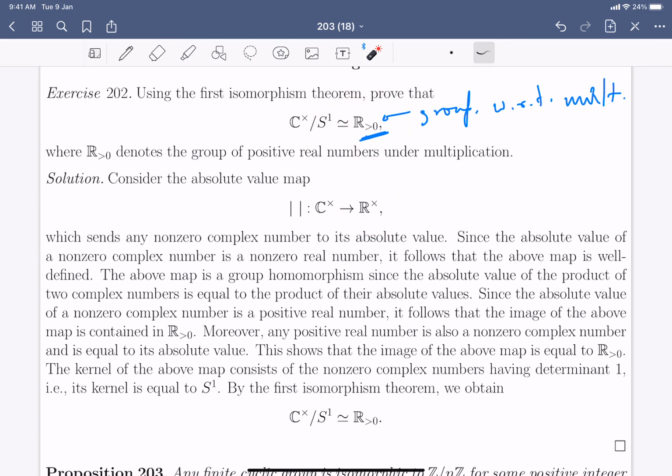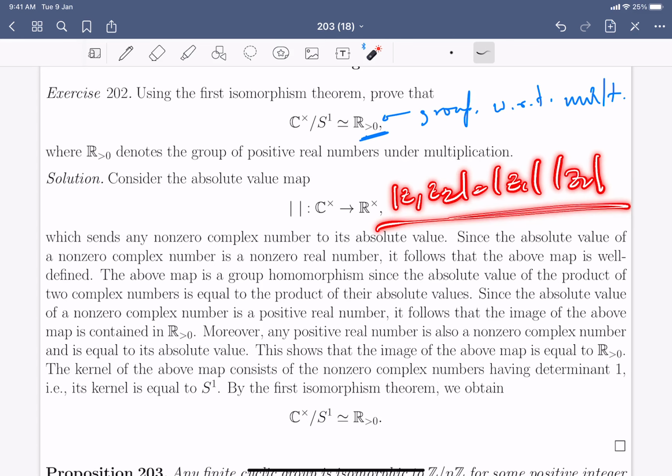One of the important maps that you know that is defined on C cross, and that takes values inside R, is the absolute value map, which sends a non-zero complex number to its absolute value. It is straightforward to check that this is a group homomorphism, because the absolute value of z1 z2 is the absolute value of z1 times the absolute value of z2, for any two complex numbers z1, z2, in particular for any two complex numbers inside C cross.